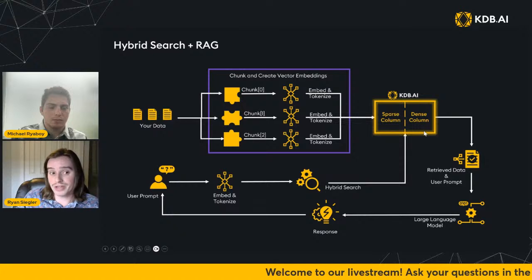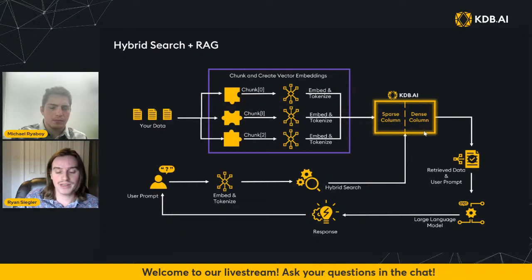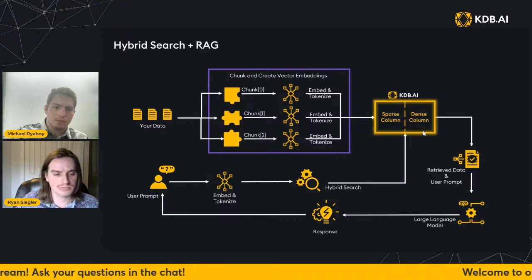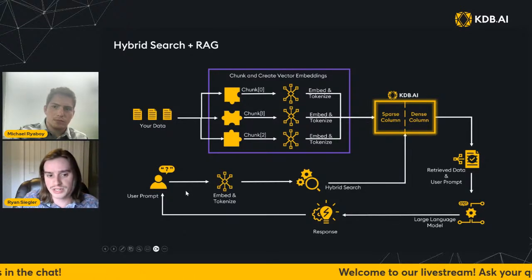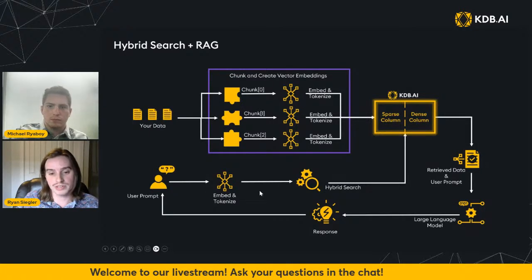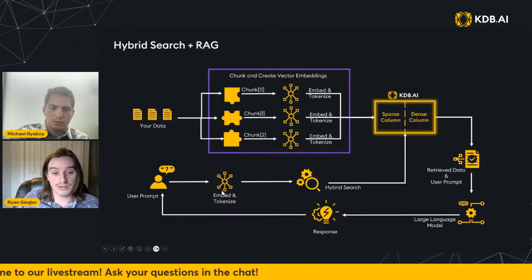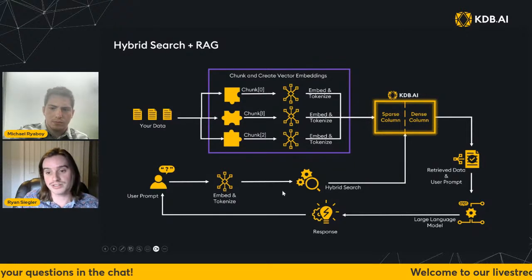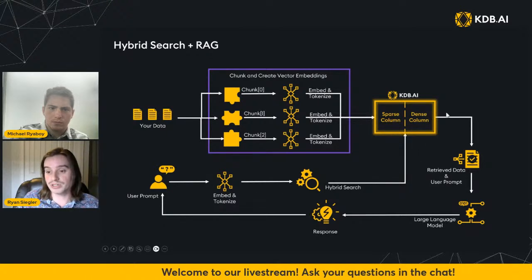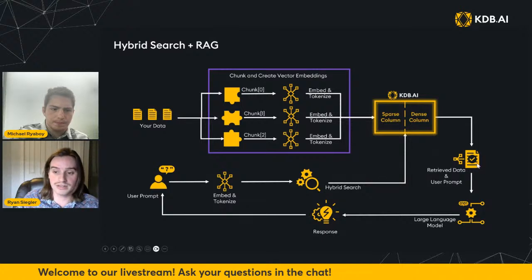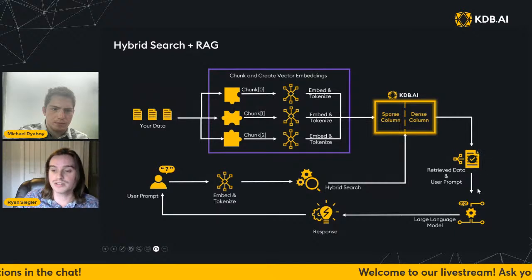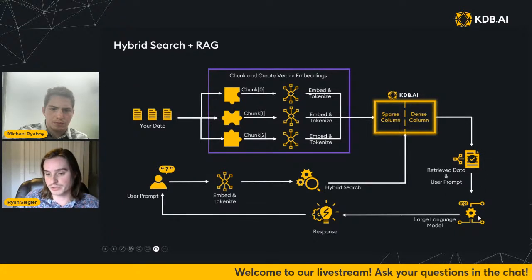So at this point, we have all of our data stored in this vector database, and we want to be able to retrieve relevant data and send that to the large language model. So if a user sends a prompt, we'll take that prompt and embed and tokenize it in the same way that we did our previous data. And then with our new sparse and dense query vectors, we can run a hybrid search against our vector database. And therefore, we can retrieve the most relevant data from that hybrid search, and send that relevant data as well as the user's prompt to the large language model.